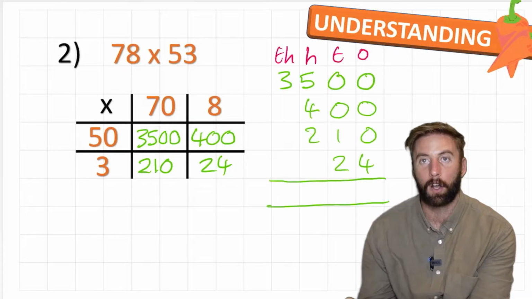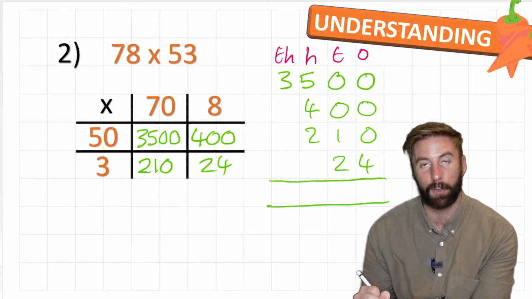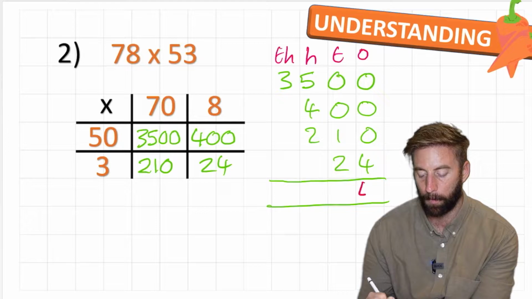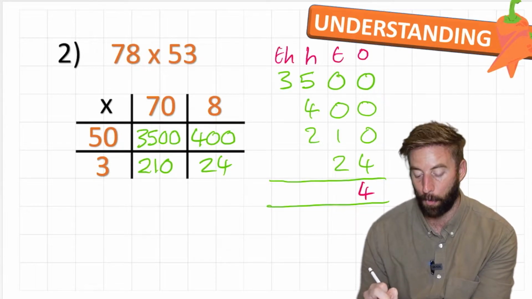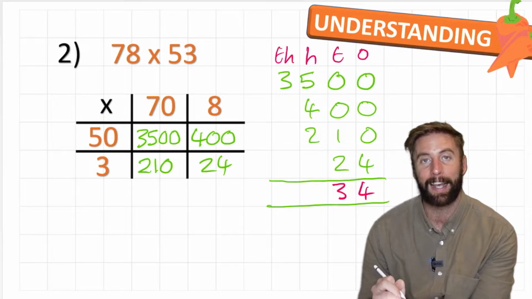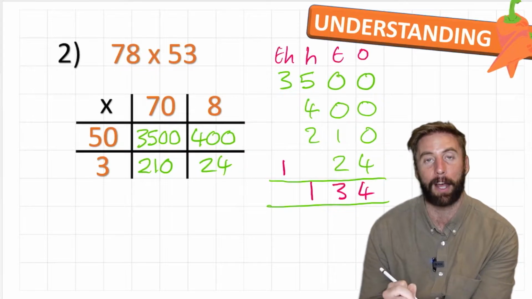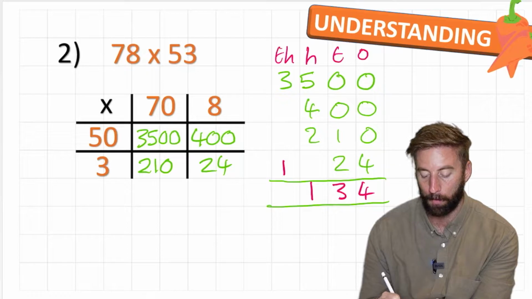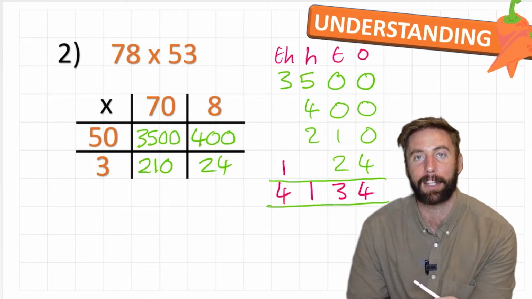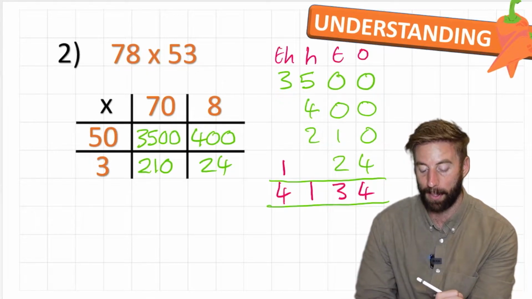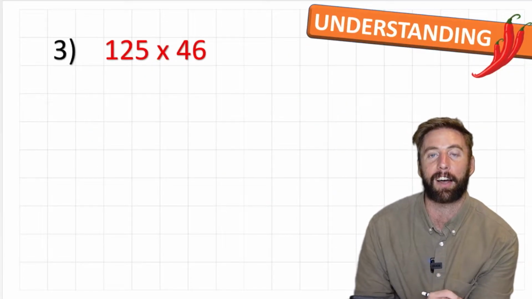Here we go. Okay, and in my ones column I have 0, 0, 0 and 4 equals 4. In my tens I have 0, 0, 1 and 2 equals 3. And in my hundreds I have a 5 and a 4 and a 2, which is 11. And in my thousands I have 3 and my new one, 4. So my answer is 4,134.